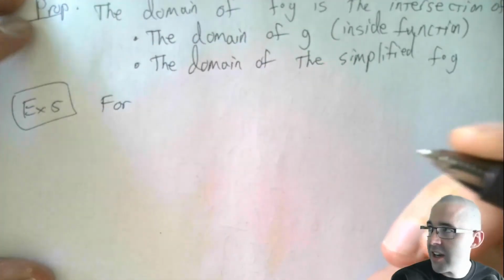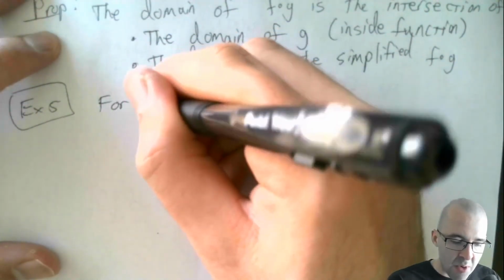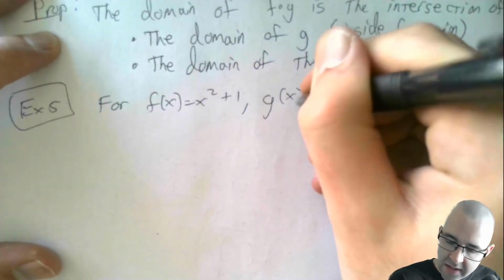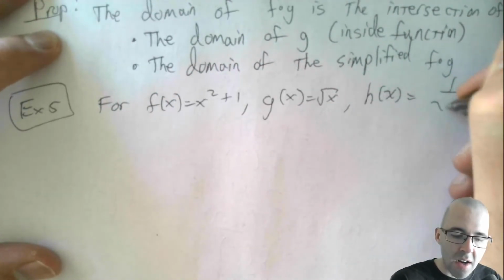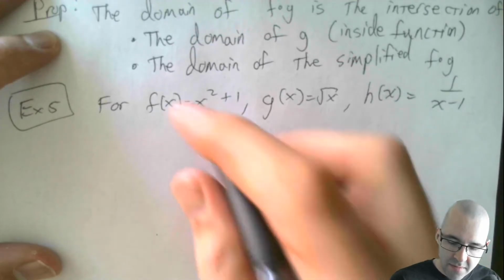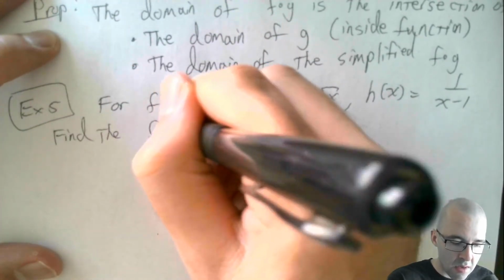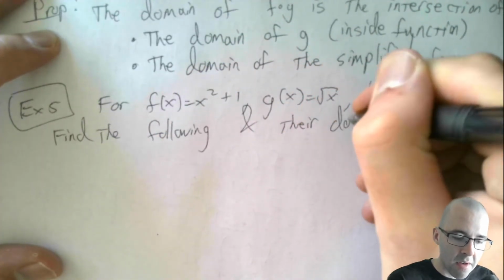It looks like a 6, but it's a 5. Don't fall for it. For f of x equals x squared plus 1, and g of x equals the square root of x, and let's say we also have an h of x equals 1 over x minus 1. Find the following and their domains.